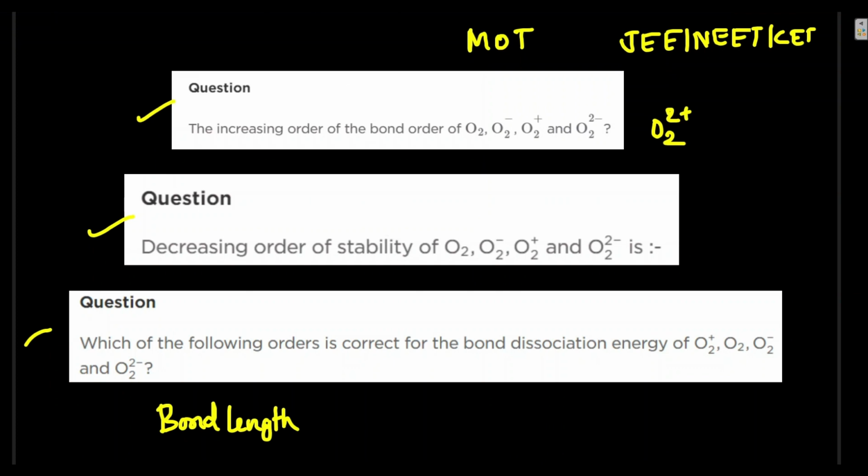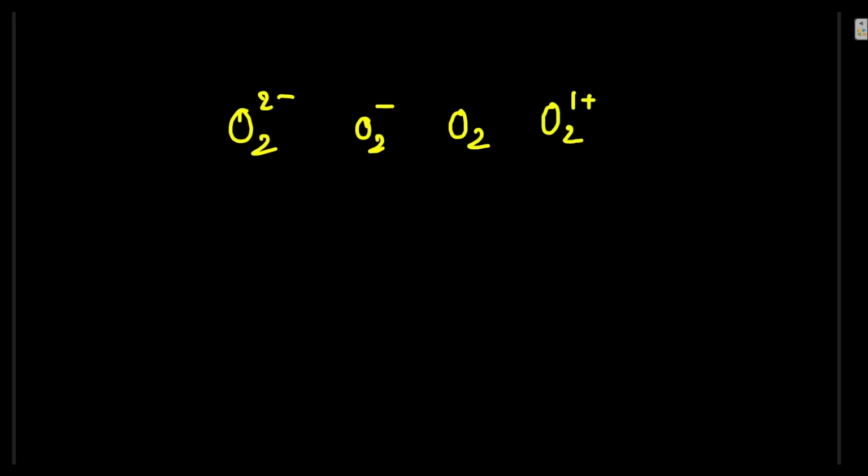The trick here is, first you write all 5 species, O2 2 minus, in increasing order of charge. So minus 2, increase 1, minus 1, increase 1, 0, increase 1 more, plus 1, increase 1 more, plus 2, right? This is the increasing order, minus to plus. In that way I am telling you.